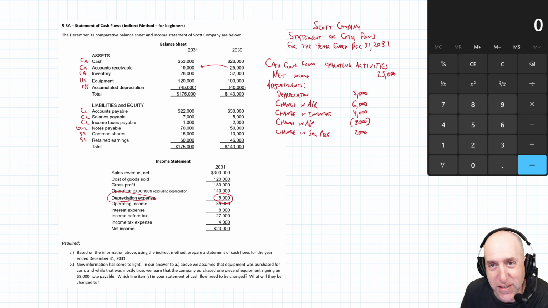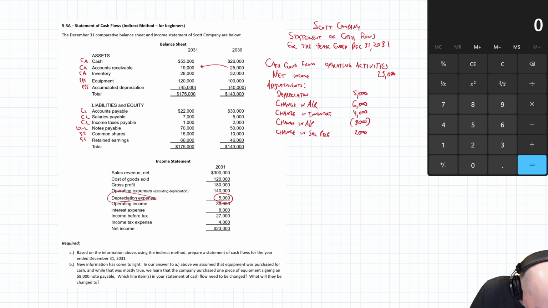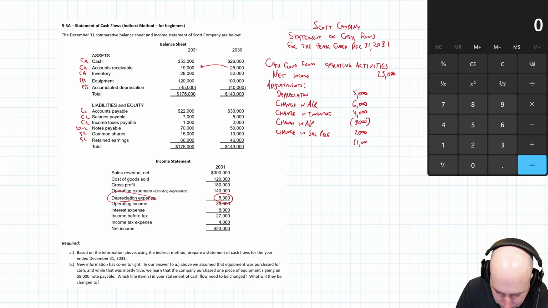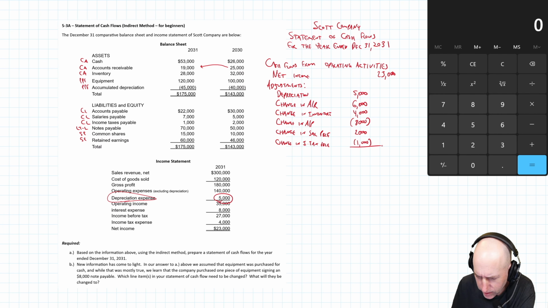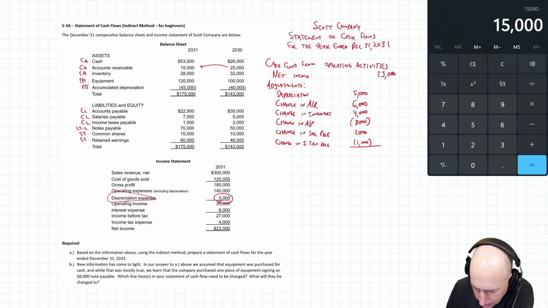So change in sal payable. You'll figure out that means salaries payable, my secret code. Change in taxes payable. Taxes payable go down. Cash goes down by 1,000. Change in tax payable. And there we go. I think that is everything. So let's add up this list. 5,000 plus 6,000 plus 4,000 minus 8,000 plus 2,000 minus 1,000. I get plus 8.